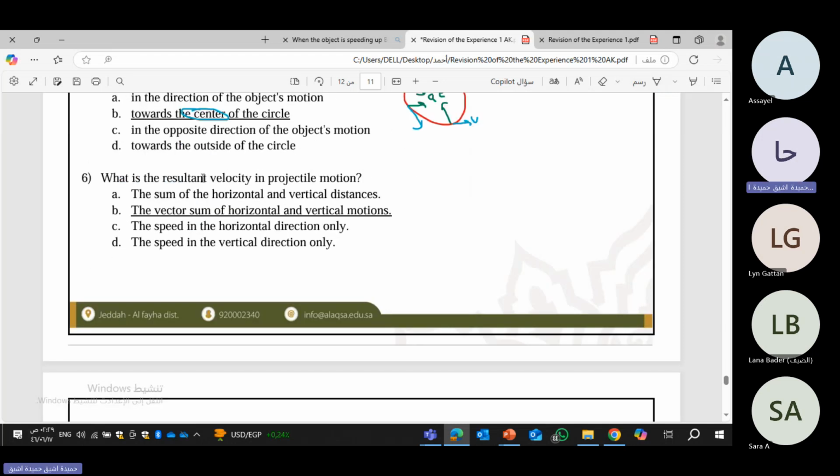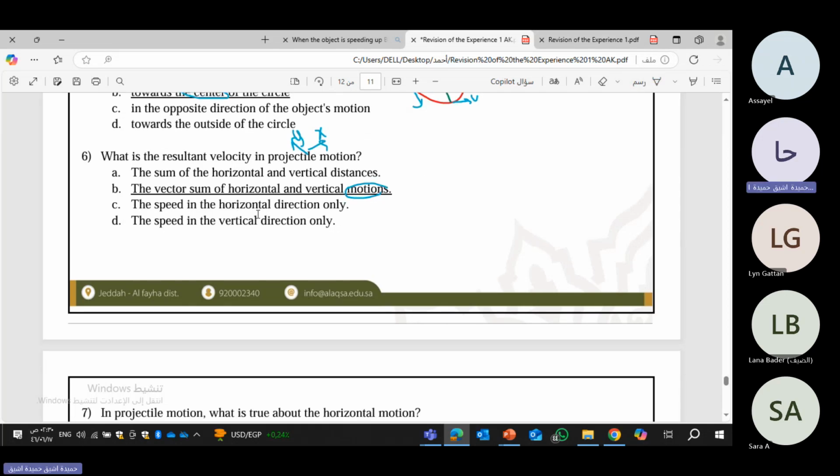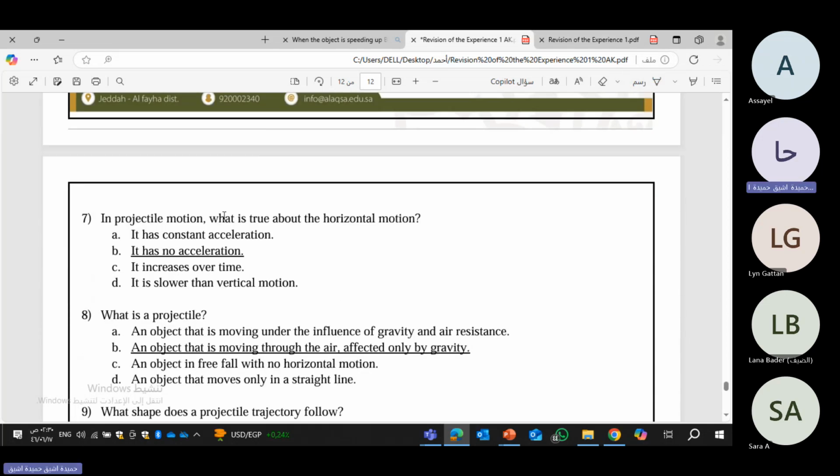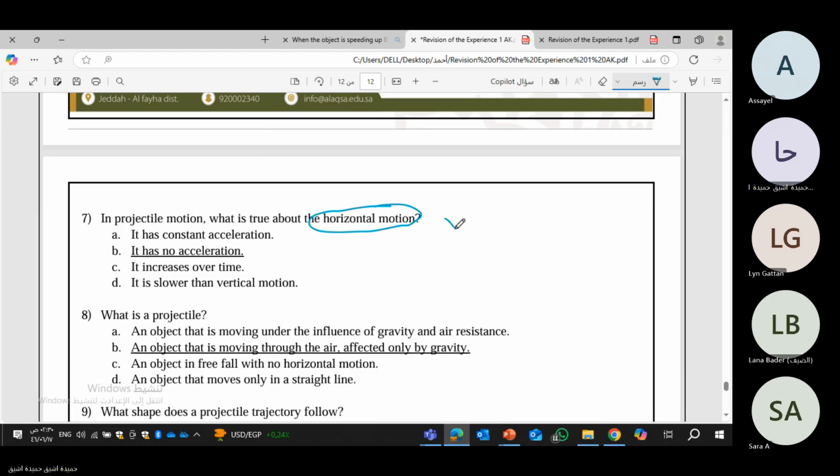Here it says, what's the resultant velocity in projectile motion? Is it only one motion or two motions? Projectile motion has both, yes? It has x and y, if you remember. From the diagram also, it's a parabola and it has x and y. So it will be the sum of horizontal and vertical motion. This is projectile motion. Okay. In projectile motion, what's true about the horizontal motion? We already know horizontal motion. What is constant? Vx, yes? Horizontal velocity is constant. If the velocity is constant, is there acceleration?